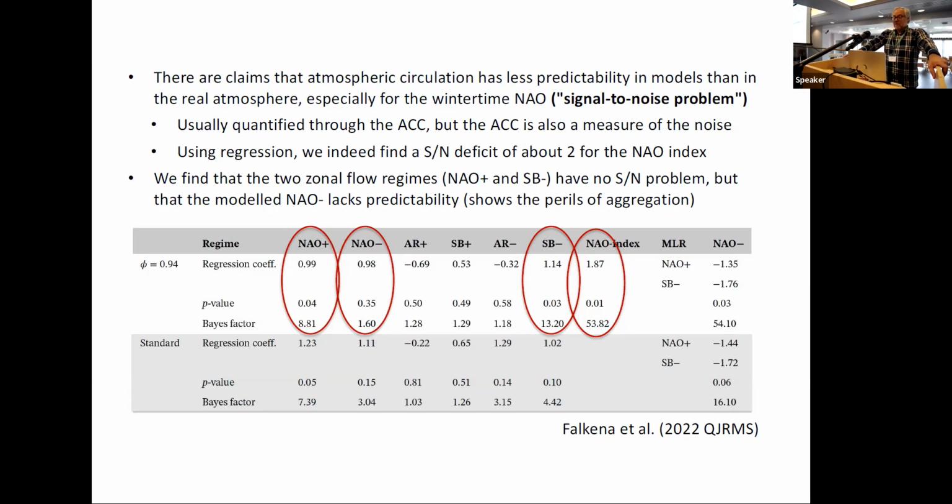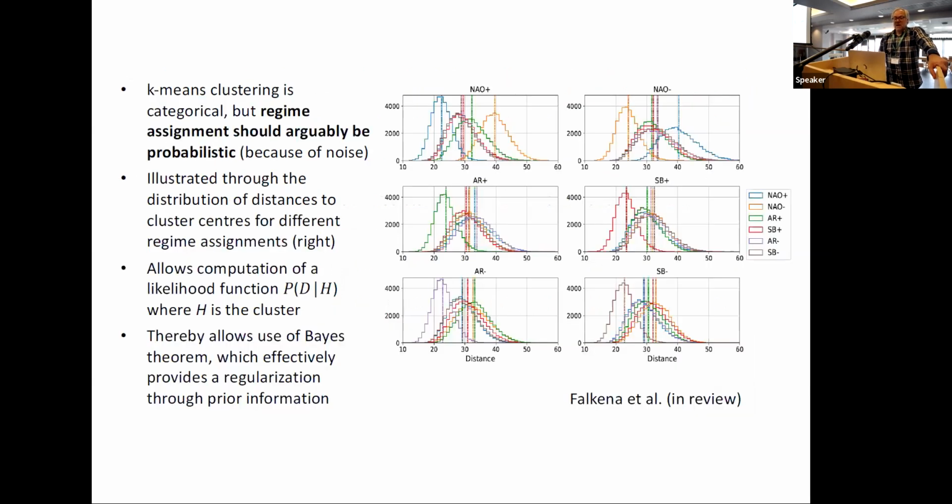But I think, as a general theme, it also shows the perils of aggregation, because we tend to aggregate a lot. You have to aggregate if you're going to do statistics, but aggregating NAO plus and NAO minus actually isn't helpful, because there is a signal which is predictable in NAO plus and there isn't in minus. So treating it just as an NAO index is making it much more complicated to understand what the problem is. So I think that's one of the lessons here.